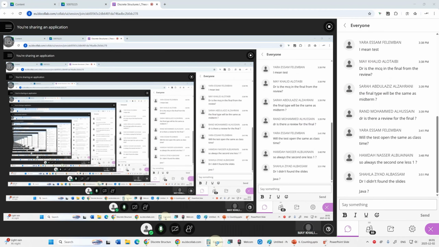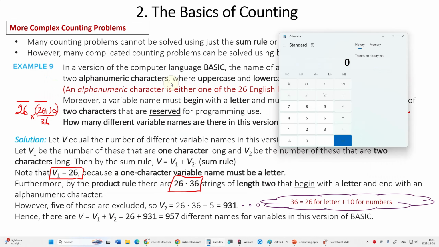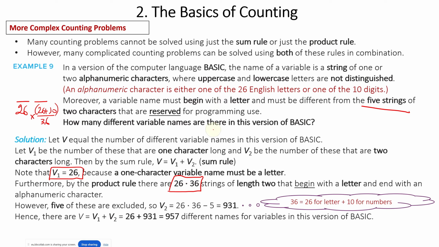Okay, where is this calculator? Okay, 26 times 36 is going to give us 936. So among these 936, I have 5 strings that are reserved, which means I have to remove these 5. That means this is the number of possibilities, just for v2. So v2 is going to be 931.